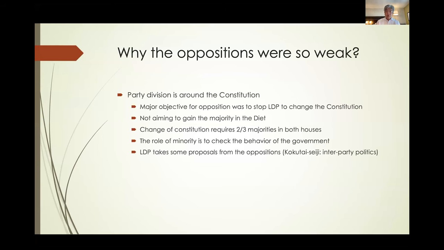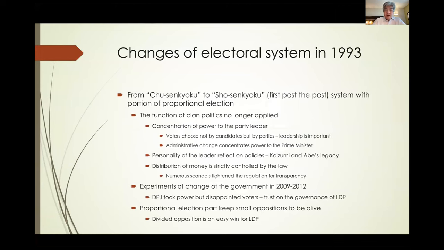The opposition are no longer powerful enough to challenge the power of the LDP, and the LDP's reign still remains very strong. So the legacy of the Chūsenkyoku system still remains today. There is a very strong relationship between the party politician, the LDP politician, the ministry, and the industry. But the legacy remains, while the system has changed from Chūsenkyoku to Shōsenkyoku, which is the first-past-the-post system, which means one candidate wins from one district.